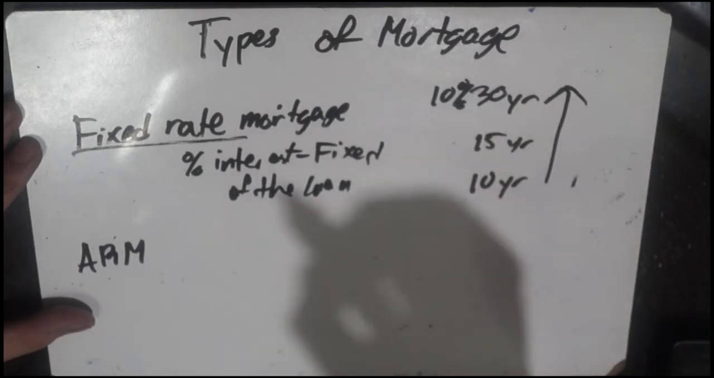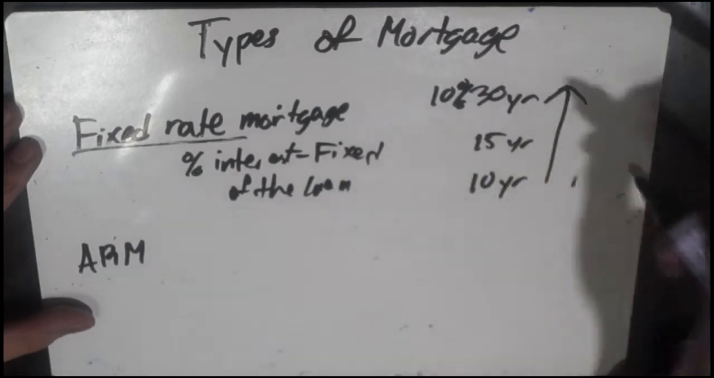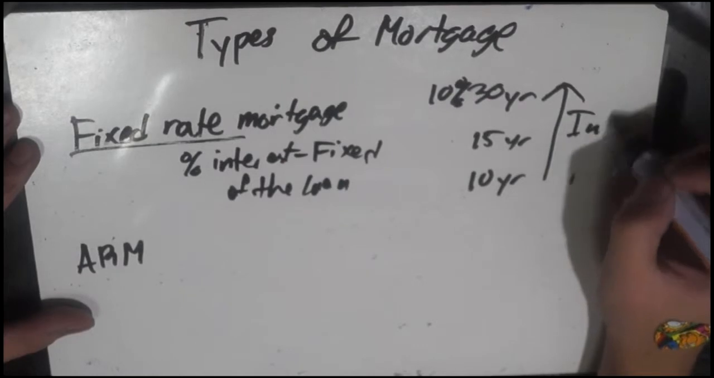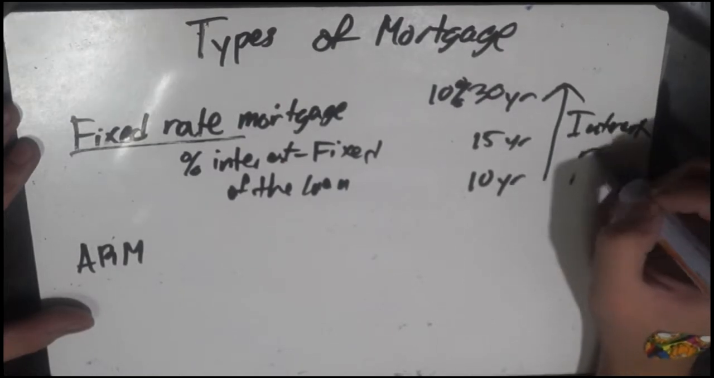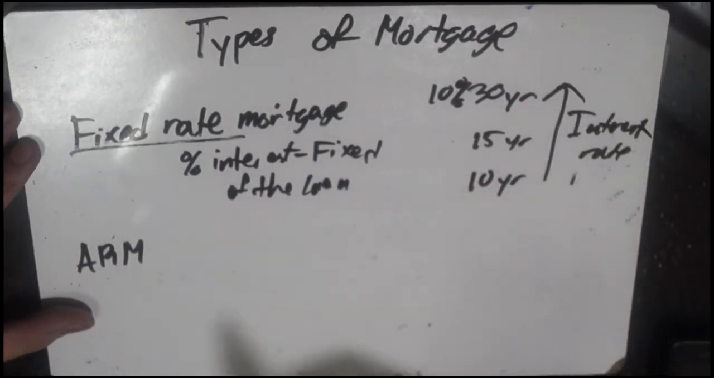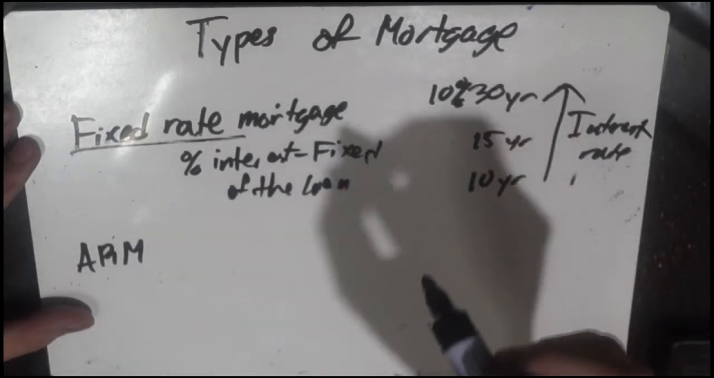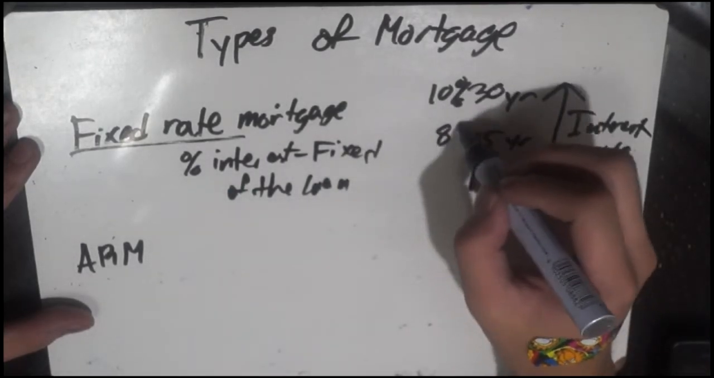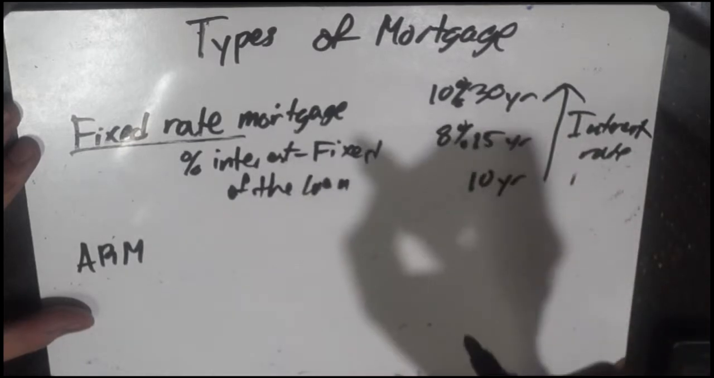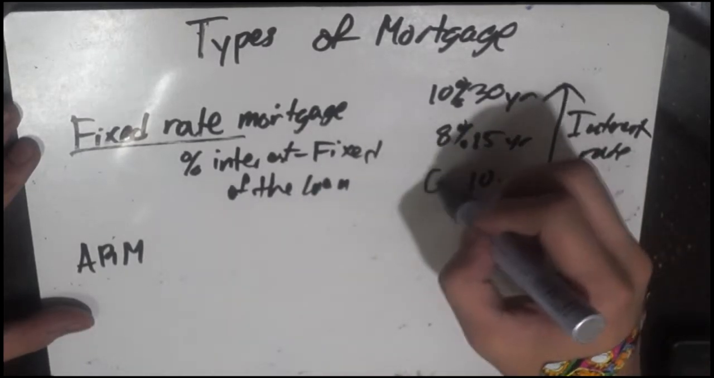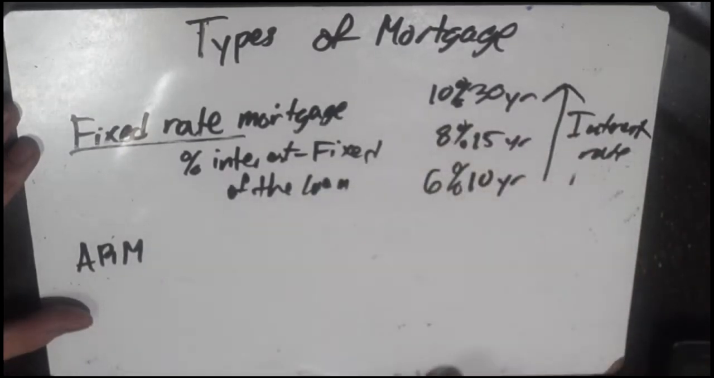Now, there's a trend in fixed rate mortgage. The more years you're gonna pay the loan, the higher the interest rate will be. So, in a 30-year mortgage, you'd pay 10%, but in a 15-year mortgage, you'll only have to pay, let's say, for example, 8%. Or in a 10-year mortgage, you'd only have to pay, say, for example, 6%.